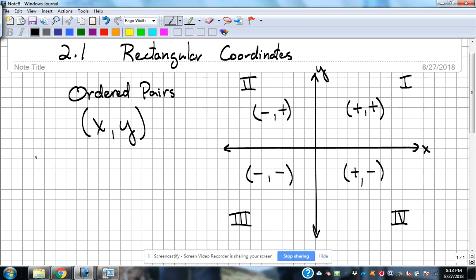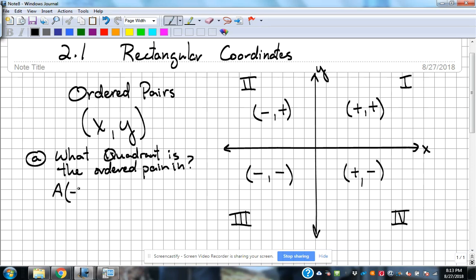So, or better yet, what quadrant is the ordered pair in? That's our question. So, point A, let's say it's -3, -5. If it's double negative, where's it at? Quadrant 3.